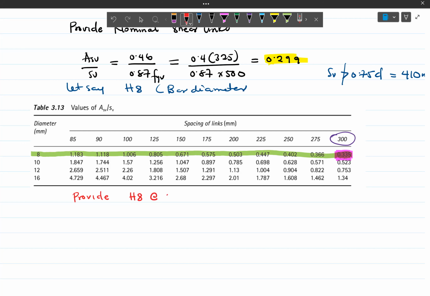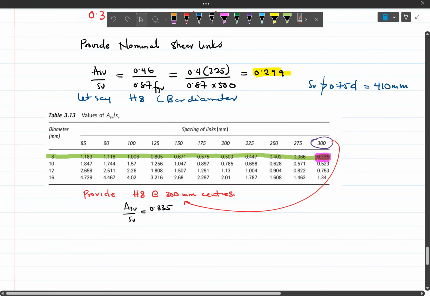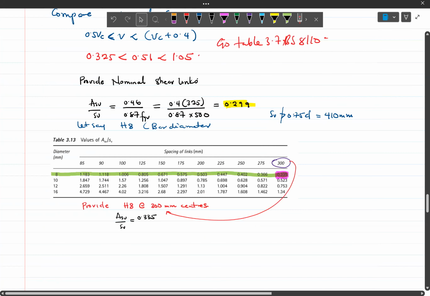at 300 millimeter centers. Okay. So the 300 here is the one over here. And then once I do that, it means that my new ASV over SV will now become 0.335. It wouldn't be what I calculated earlier. It becomes what I have after choosing the spacing and then the rebar to go in. Okay. So that's example 2.